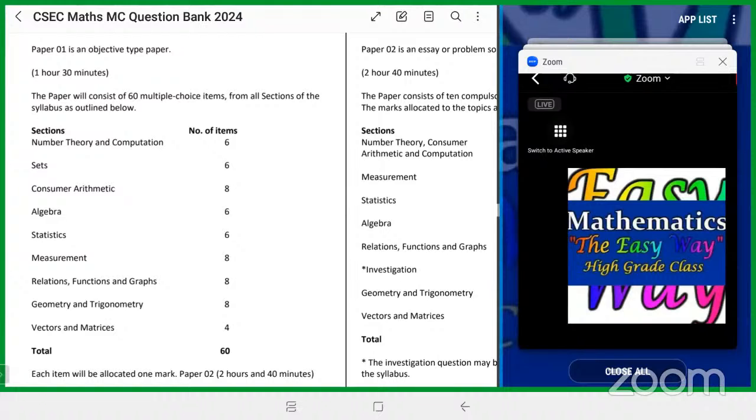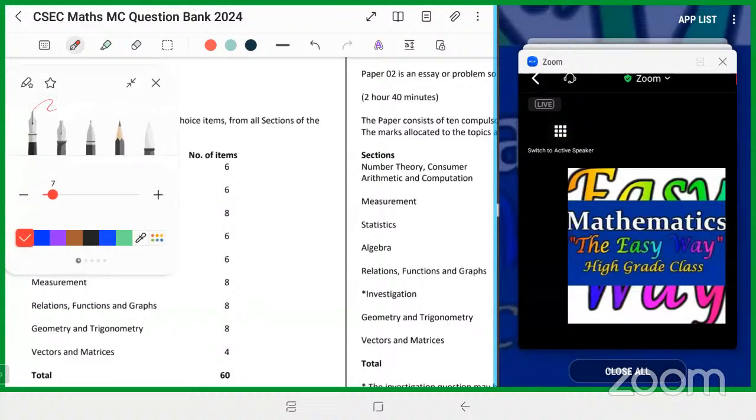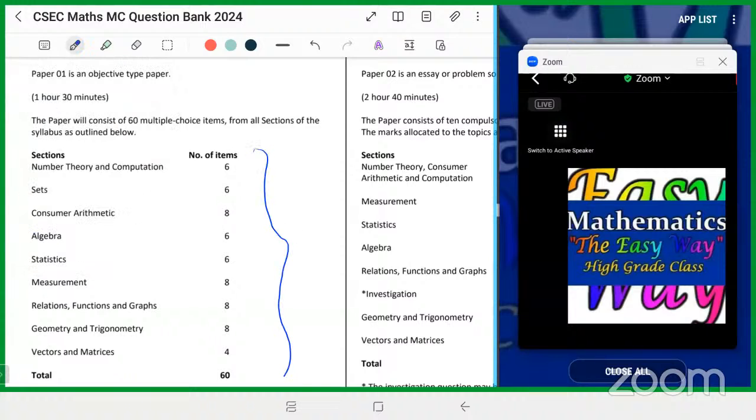So what I have up here on the screen is basically the syllabus for the CSEC math, paper 1 and paper 2, but over this side is the syllabus breakout for paper 1. All right, so there are 60 questions on the exam paper.